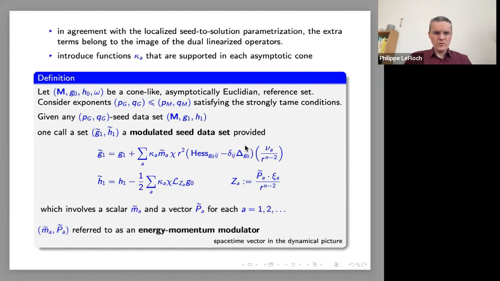So at this stage, it's just called modulation of the seed data. It's a seed data to which I'm adding certain effects that are a little bit involved, in terms of the Laplace operator for the first line, and then you have the Lie derivative with this expression Z. Again, the psi a or the nu a depend on each end, they depend on the weight, and they are non-constant on the sphere at infinity.